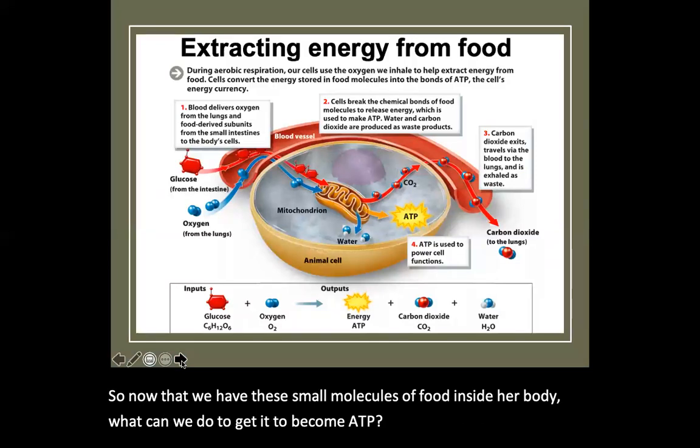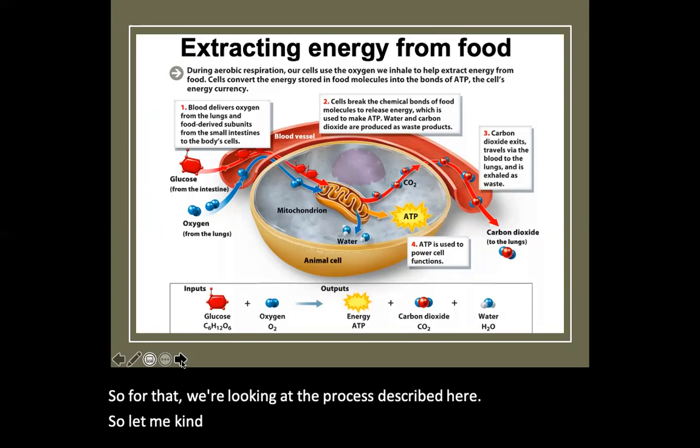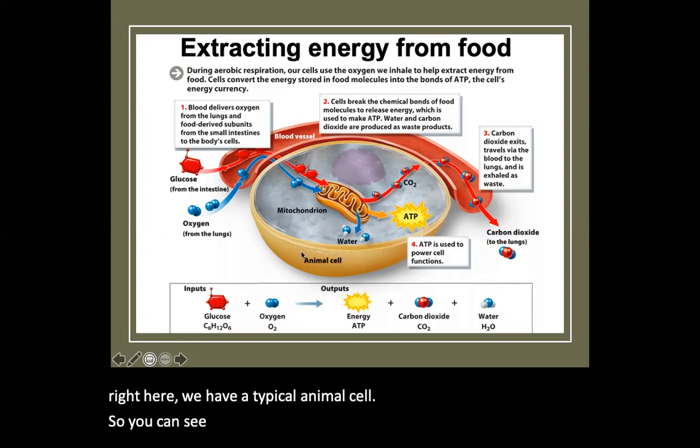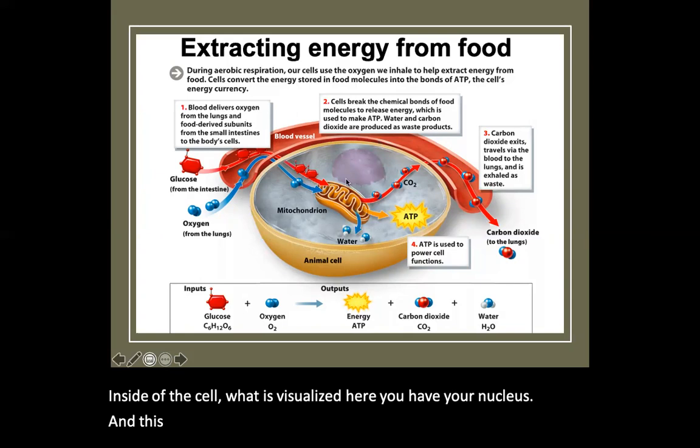For that, we're looking at the process described here. Let me break down the image for you if it's hard to follow. Right here, we have a typical animal cell. You can see your plasma membrane in yellow. Inside of the cell, what is visualized here, you have your nucleus. And this double membrane structure is your mitochondria.